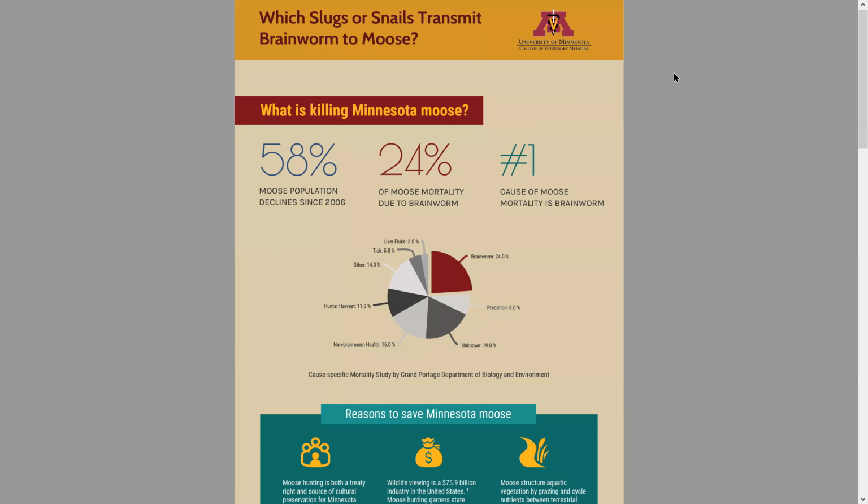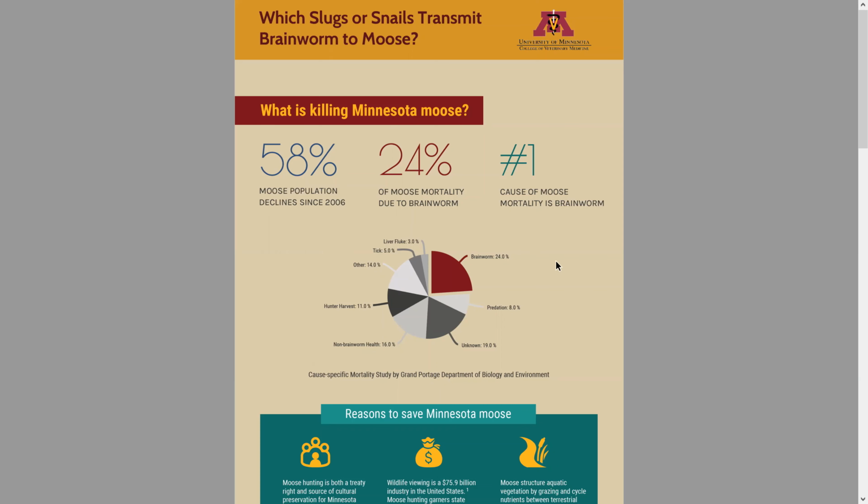Slugs and snails are seemingly harmless critters, but they play an important role in many disease transmission systems. One example is brainworm infections in moose, which is the topic of my infographic. Minnesota moose populations declined by around 60% over the last several decades.